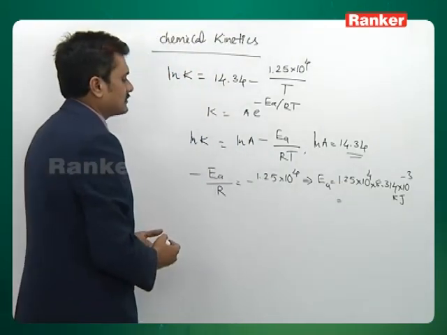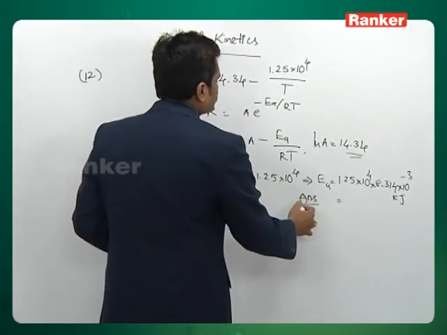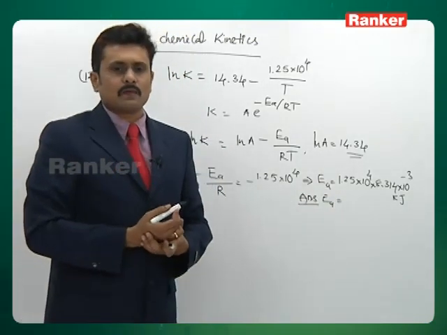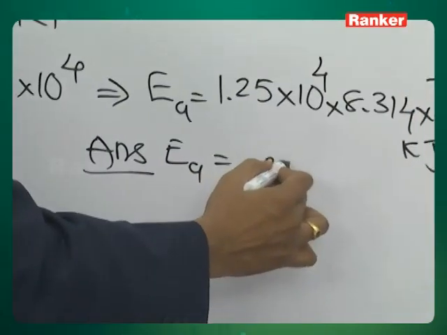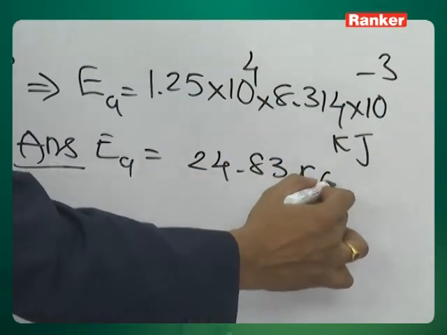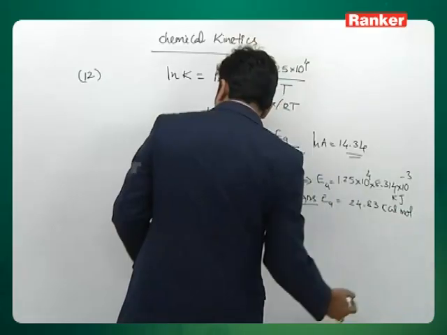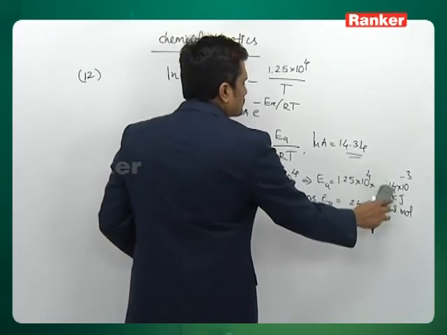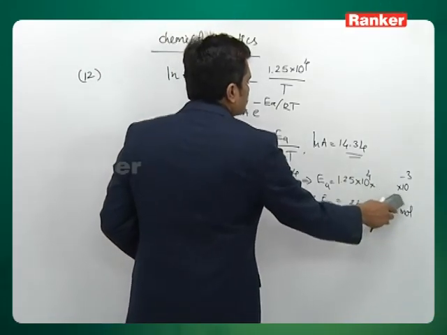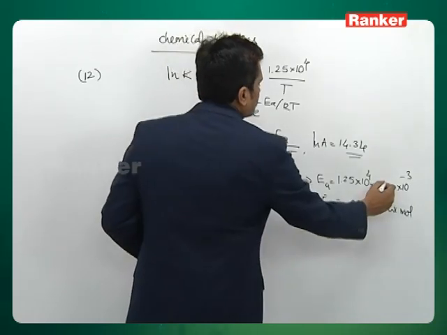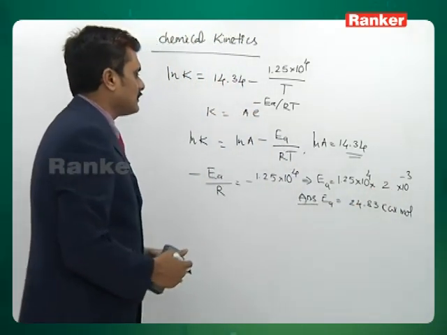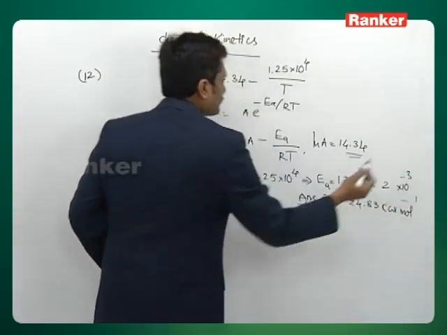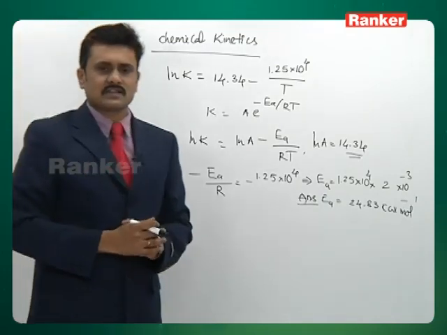So, the activation energy for the given question, the first answer, is 24.83 kilocalorie per mole. When I wish to obtain this value in kilocalorie, instead of substituting R in kilojoule, I would substitute the value of R in kilocalorie, that is 2 into 10 to the power minus 3 kilocalorie per mole. So, this is your first question answer.